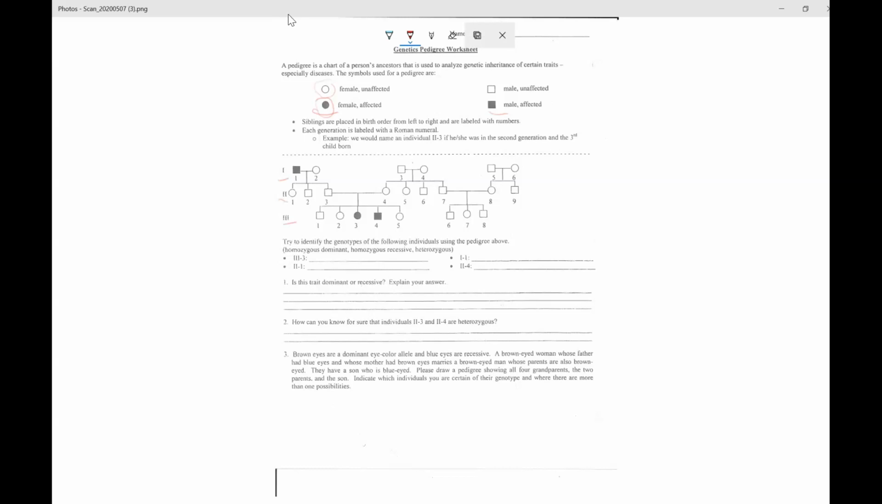So for example, we would name an individual II-3 if he or she was in the second generation and the third child born. Okay, so this person right here would be labeled as Roman numeral II-4. Okay, so we need to try to identify the genotypes of the following individuals using that pedigree.